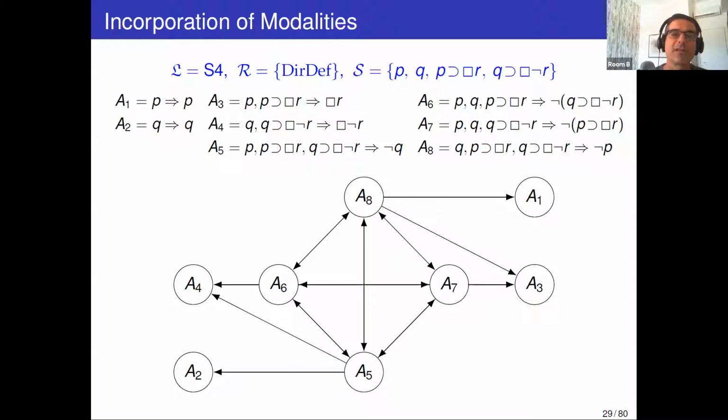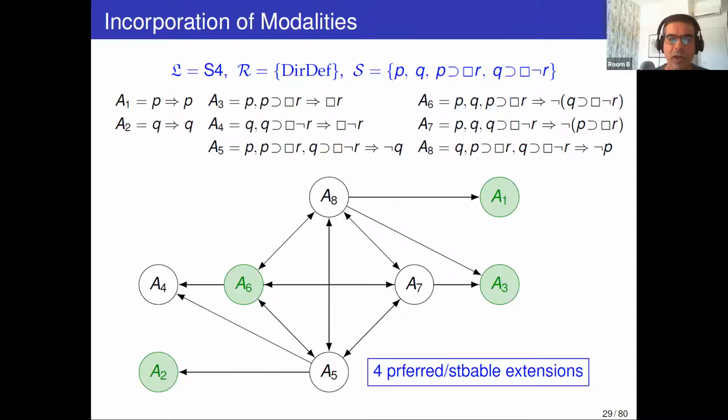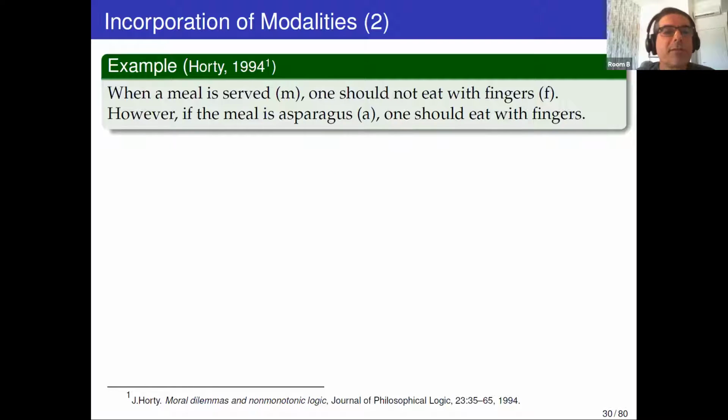The attack rules is direct defeat, and again we have 4 stable and preferred extensions, which are those that are marked by the green background. Again, I will come back to this example later on. And here is a more specific example, which was formed by Hoti and called the Asparagus Example.